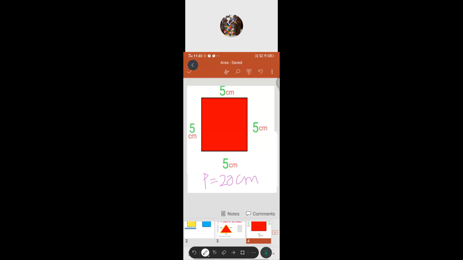So how will you calculate perimeter? The sum of all the lengths of a figure is called its perimeter. The perimeter of any figure is defined as the distance around the figure. So we discussed perimeter in the last session.